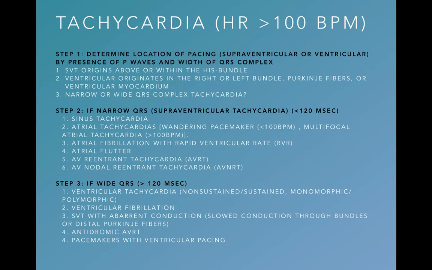And step 3 is just if you see a wide QRS, meaning if it's over 120, now it's most likely from the ventricle. So ventricular tachycardia, ventricular fibrillation. Now these start to get really tricky because it can be an SVT, but if there's slowed conduction, also known as aberrant conduction, then it might trick you into thinking it's a ventricular origin, but it's actually from above the ventricle with slowed conduction. So I'm not going to go into that because it gets really tricky, and I'm going to try to keep this as basic as possible.